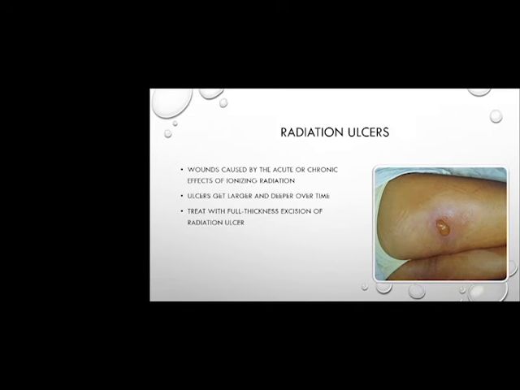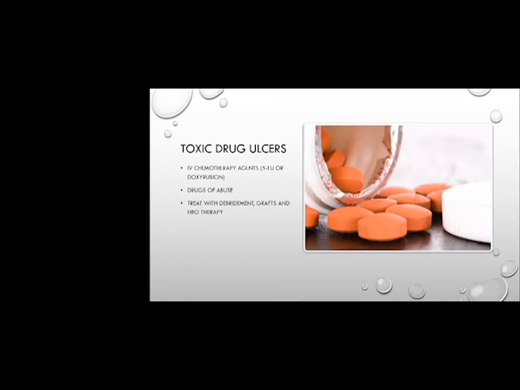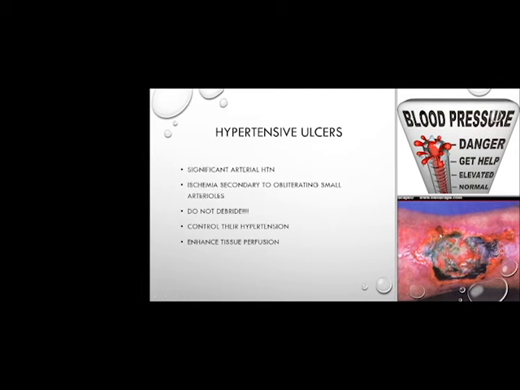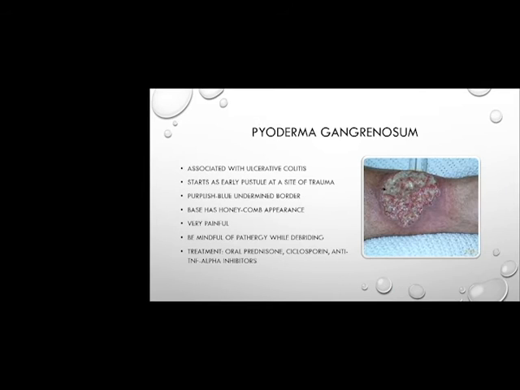Sometimes you get radiation ulcers from treatment due to cancer. Sometimes different medications such as 5-fluorouracil or doxorubicin can cause it. Sometimes it's drugs of abuse such as cocaine or heroin. Sometimes if they have sickle cell, where their blood is different, they can get ulcers due to sickle cell. High blood pressure can also cause these problems.